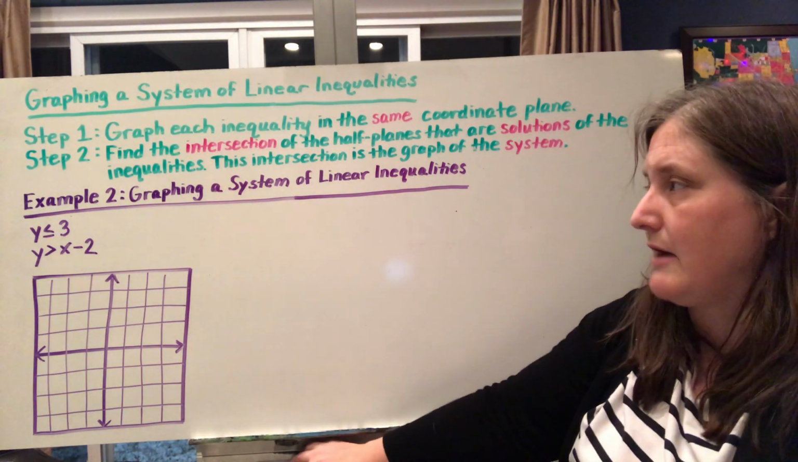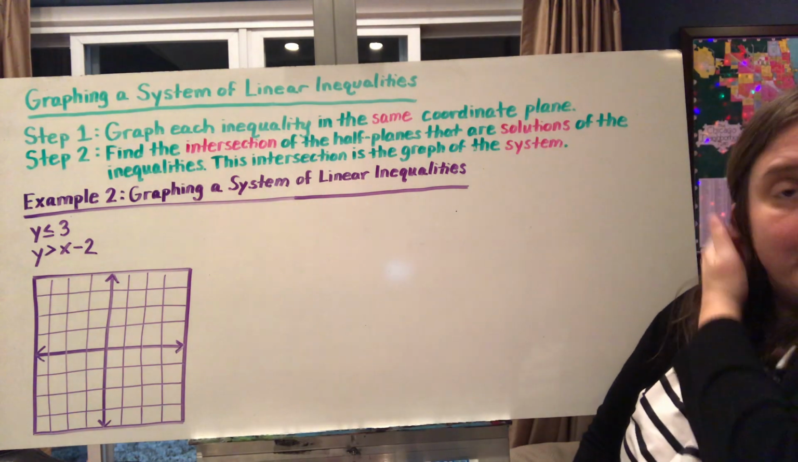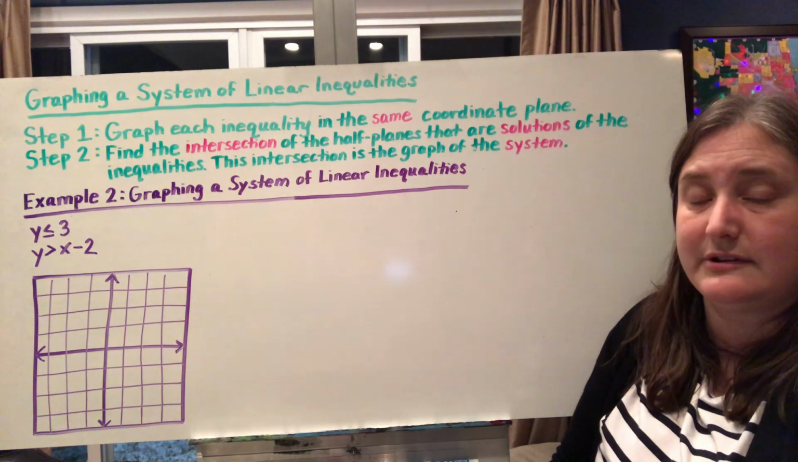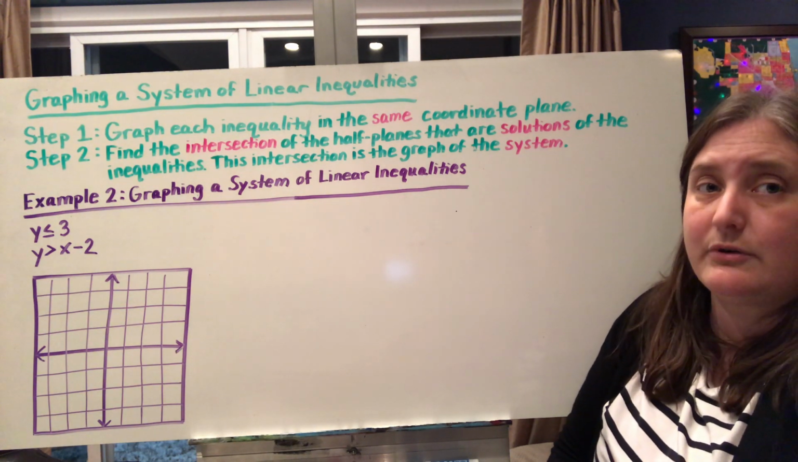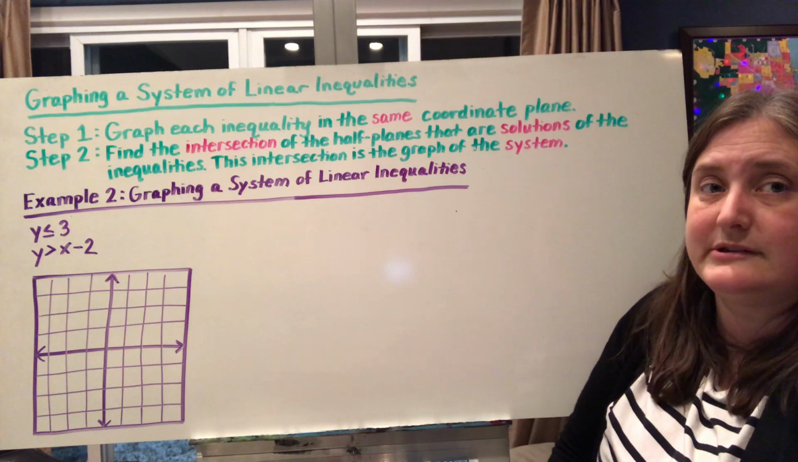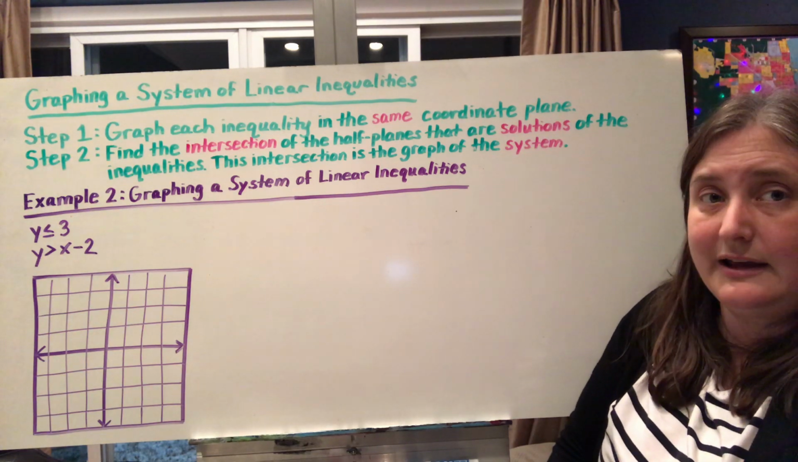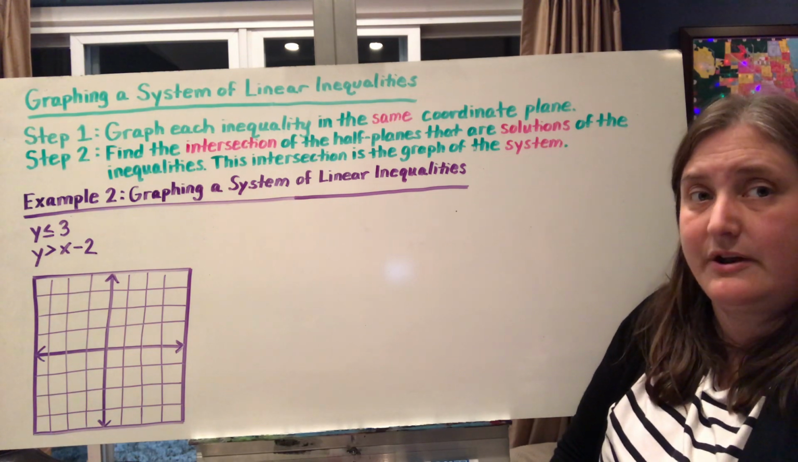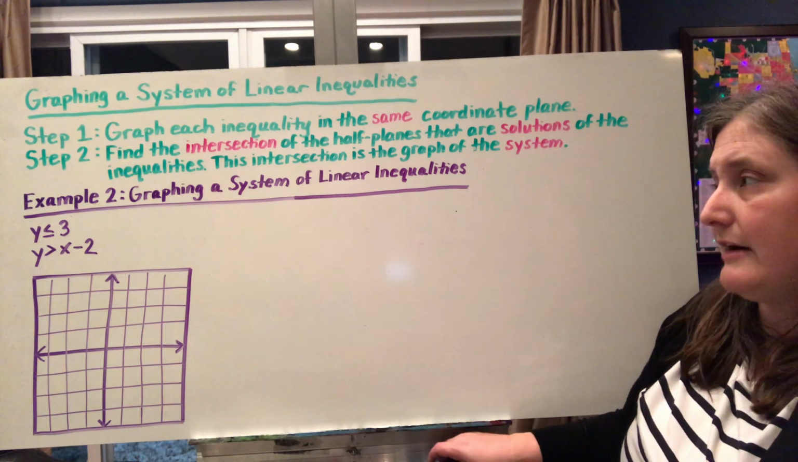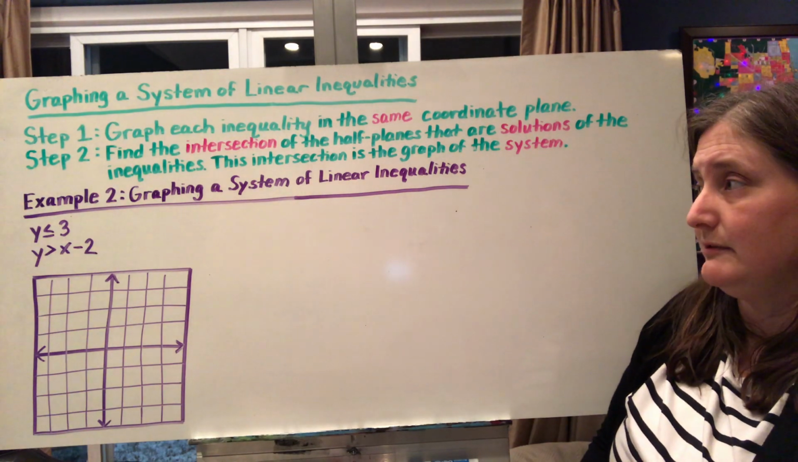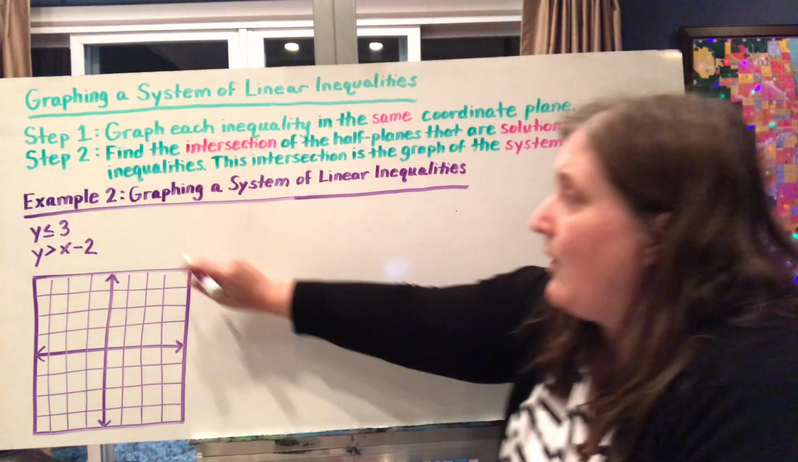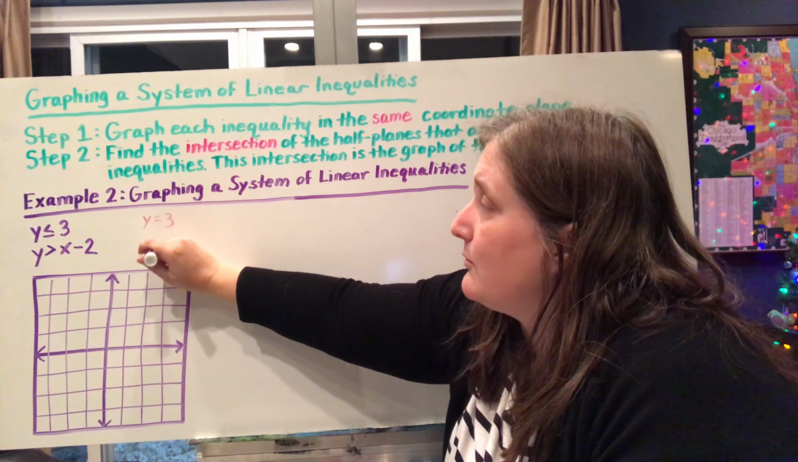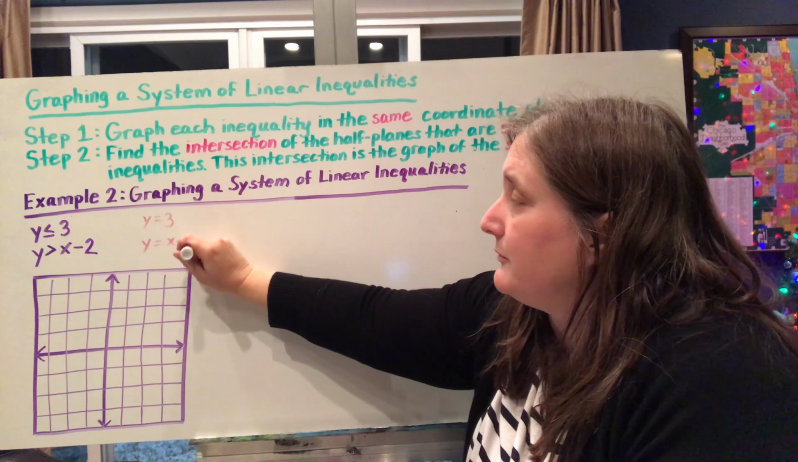So when we go to graph them, if we have a less than or equal to sign or a greater than or equal to sign, we're going to use a solid line. If we have a greater than or less than sign, we're going to use a dashed line. Because the solid line tells us anything on that line is part of the solution, a dashed line tells us that it is not. So when I go to graph these lines, I'm going to be thinking about just y equals 3 and y equals x minus 2.